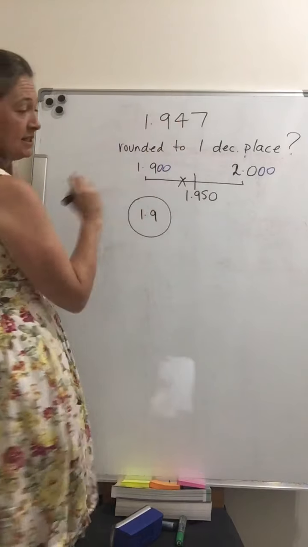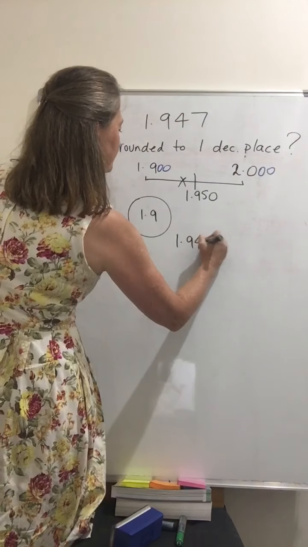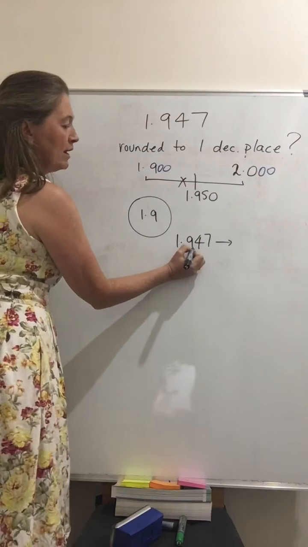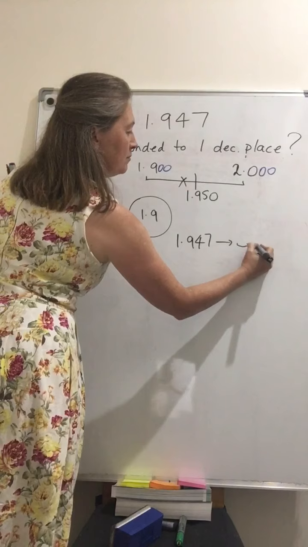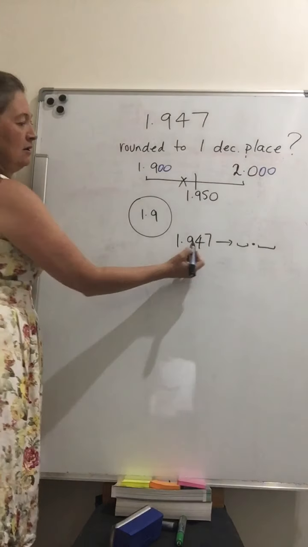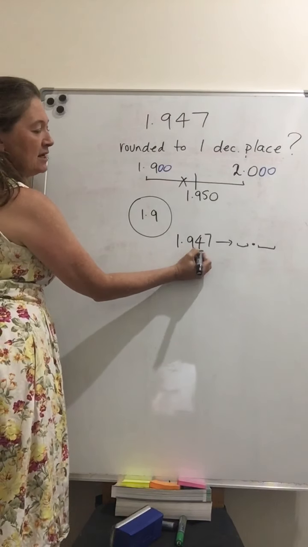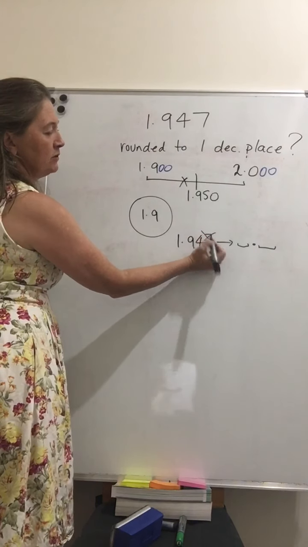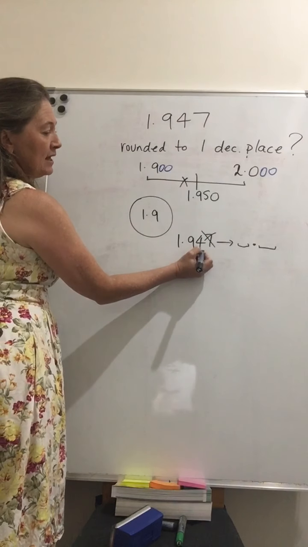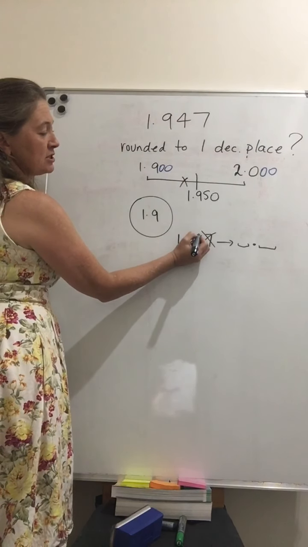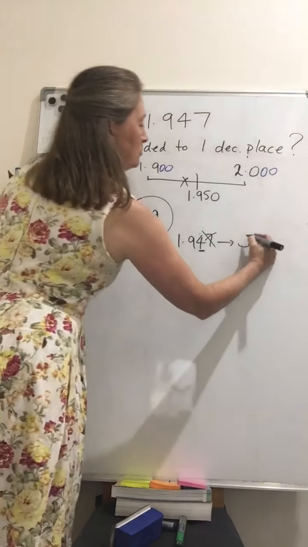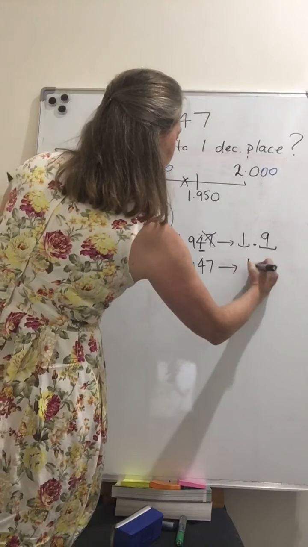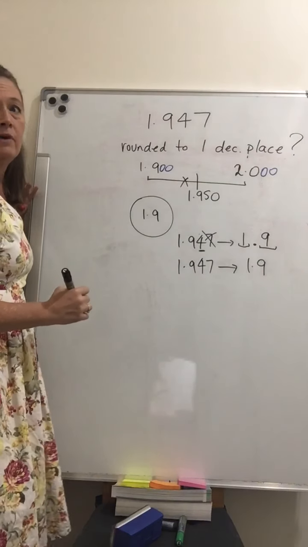Let's look at it the other way. 1.947, and we're rounding it off to 1 decimal place. So what are we interested in? 1 decimal place. Something, point, something. What's after the first decimal place? It's just a 4. But there's a 7 here, they said. We don't care about him. We can ignore him. There's our 4. It's less than 5. It means we're just going to keep that rounded down to 1.9. So 1.947 rounds to 1.9 for 1 decimal place.